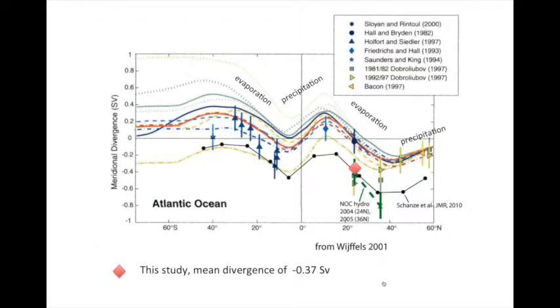So if we combine those two, we get salinity flux, which varies seasonally. This is minus 26.